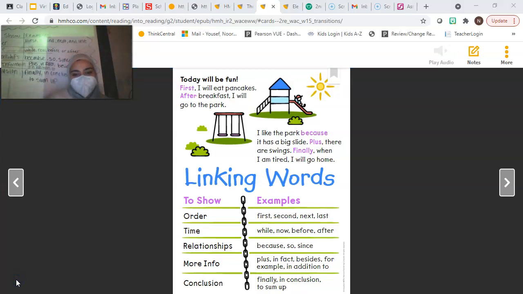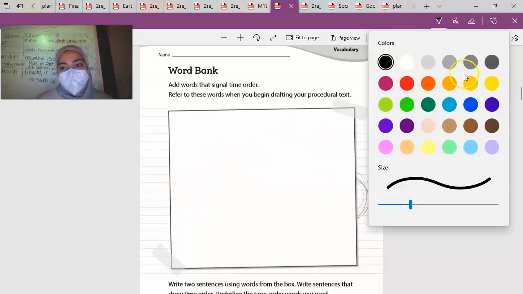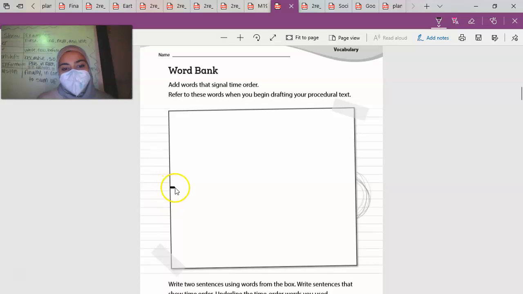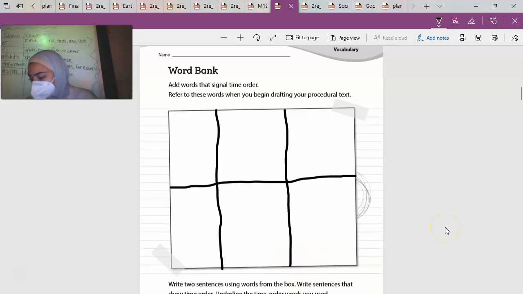Okay, now after writing this down and talking about the linking words and how we can use these words, now it's time for you to use these words. So what you're going to do next is in your writing packet where it says word bank, just like this, you're going to split this paper up by drawing lines, just like I am, into 6 parts. These are called frames. We're going to be drawing frames here, okay? Just like this. If you need a ruler to make sure your lines are straight, you can use a ruler as well.